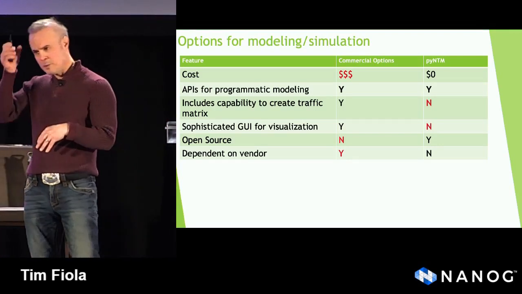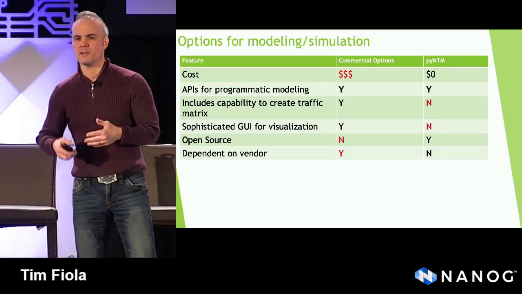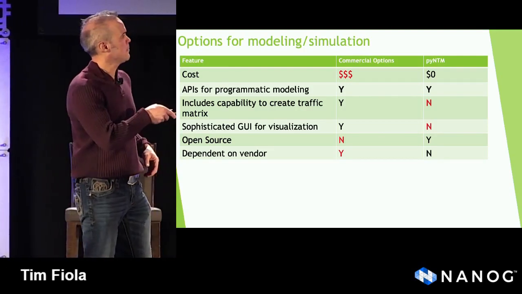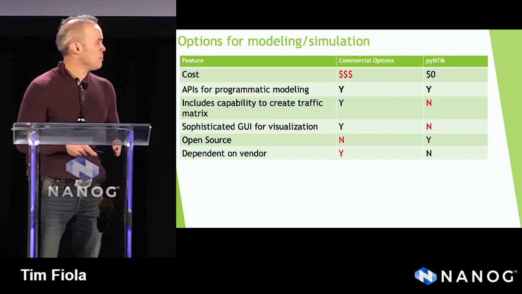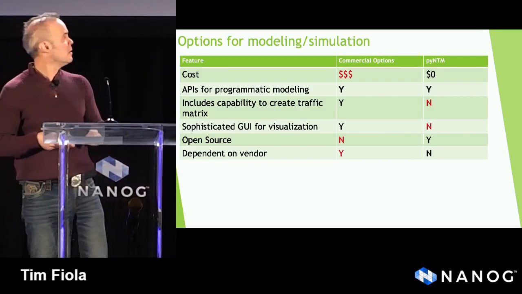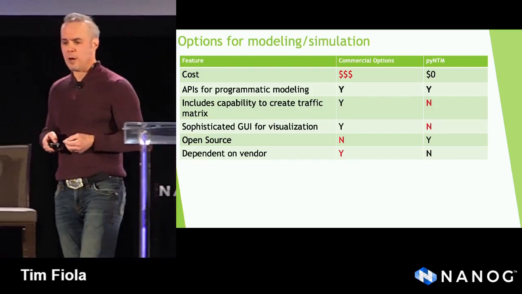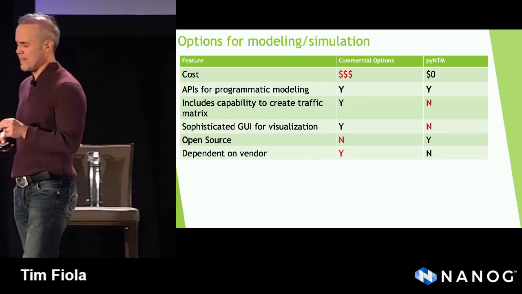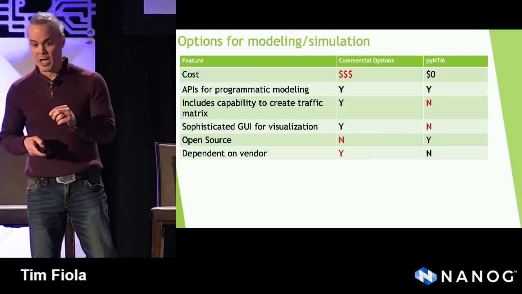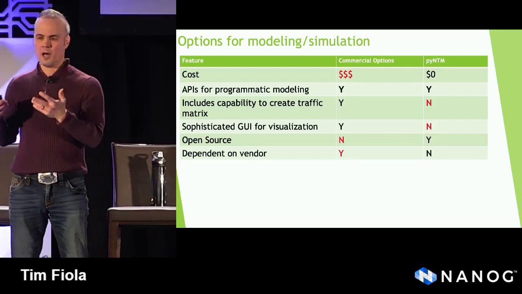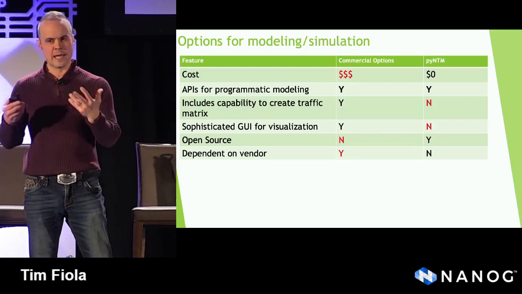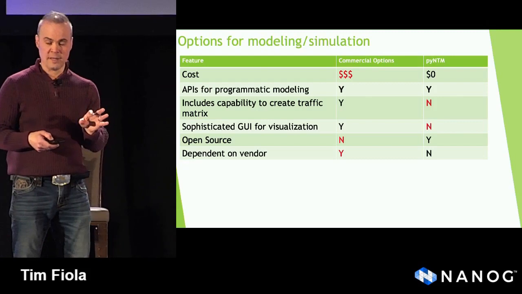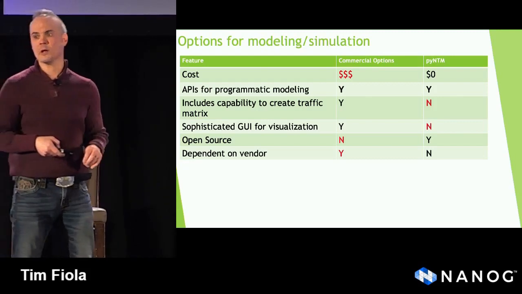Then you have PyNTM. And what I'm doing here is I'm just drawing out the differences. Clearly, with the commercial options, you're going to have cost. They cost money. PyNTM is just there. It's free. Both have APIs for programmatic modeling, at least most of the commercial options do. One thing about the commercial options that can't be undersold, I think it provides great value, is a lot of them will create a traffic matrix for you. So if you can't create your own traffic matrix, you probably want to go the commercial option route, because they will often create one for you, and that value there is huge.